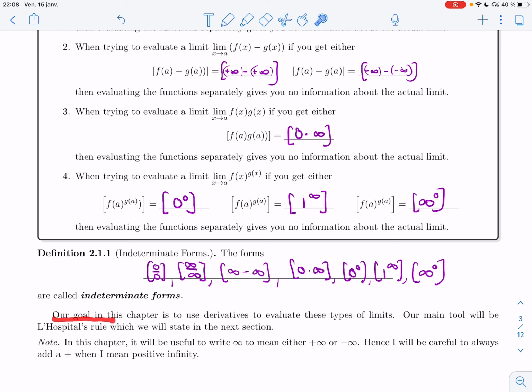All right, so our goal in this chapter is to use derivatives to evaluate these types of limits. Our main tool will be L'Hopital's rule, which we will state in the next section. Just a note, in this chapter, it's useful to have a symbol for just infinity, not plus, not minus infinity. So it will be useful to write infinity to mean either plus infinity or minus infinity. To avoid confusion, I will be careful to always add a plus when I mean positive infinity. All right, so when I write something like this, it means plus or minus infinity over plus or minus infinity.